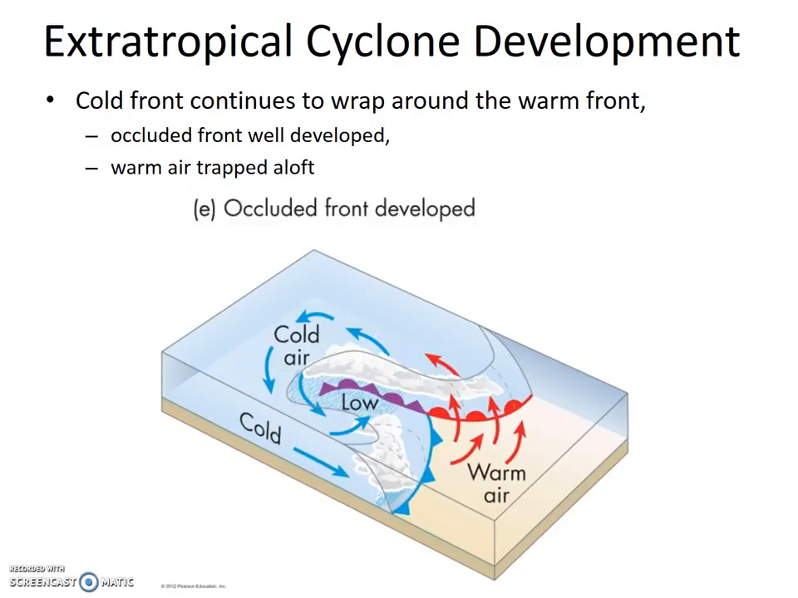Picture E. The cold front continues to wrap around the warm front. The occluded front is well developed, warm air trapped aloft. The cyclonic motion of the extratropical cyclone is obvious.